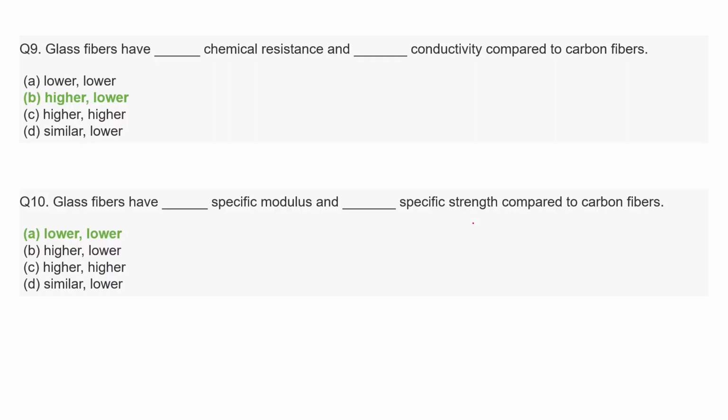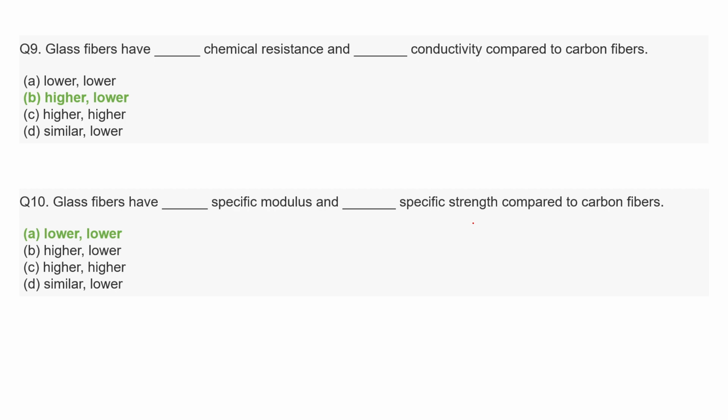So the next question is question number 9. The glass fibers have dash chemical resistance and dash conductivity compared to carbon fiber. These statements are something that are known to us. There is no hard and fast reasoning or conditions about it, but these are some known facts when we are comparing different reinforcement constituents.